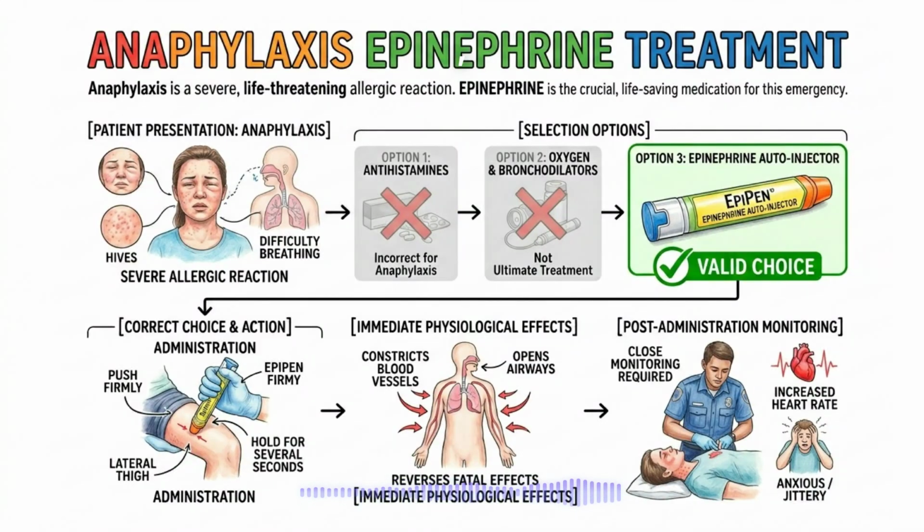The ultimate treatment for anaphylaxis is the administration of an epinephrine auto-injector, commonly known as an EpiPen. Epinephrine is a powerful medication that perfectly reverses the deadly effects of anaphylaxis by forcing the blood vessels to constrict and forcing the constricted airways to open back up. You administer this medication by firmly pushing the device into the lateral thigh of the patient and holding it there for several seconds. You must always monitor the patient closely after giving epinephrine, as it will dramatically increase their heart rate and make them feel anxious or jittery.